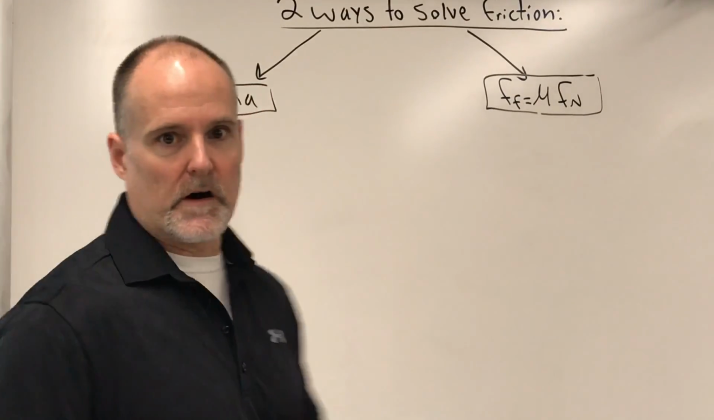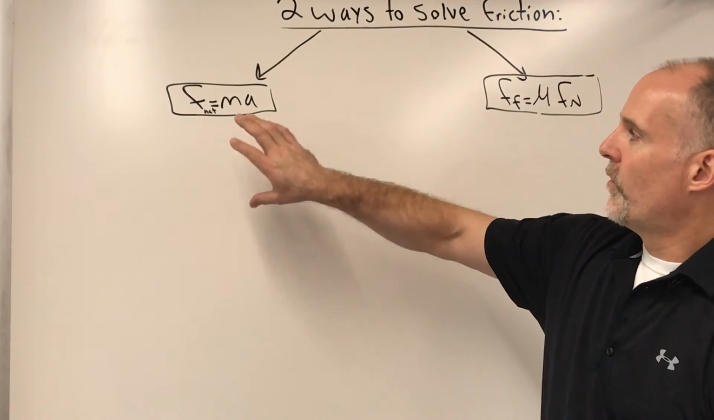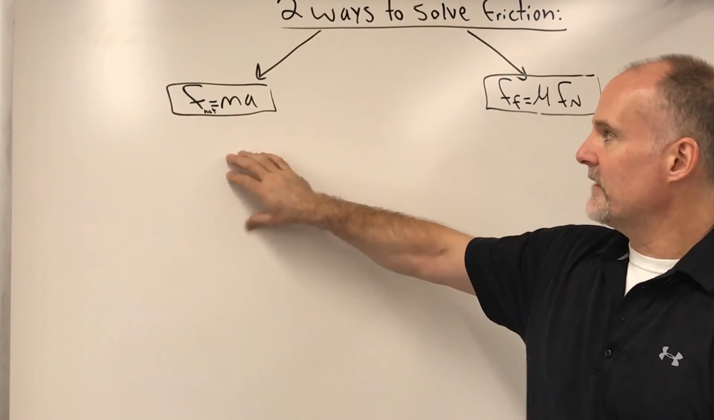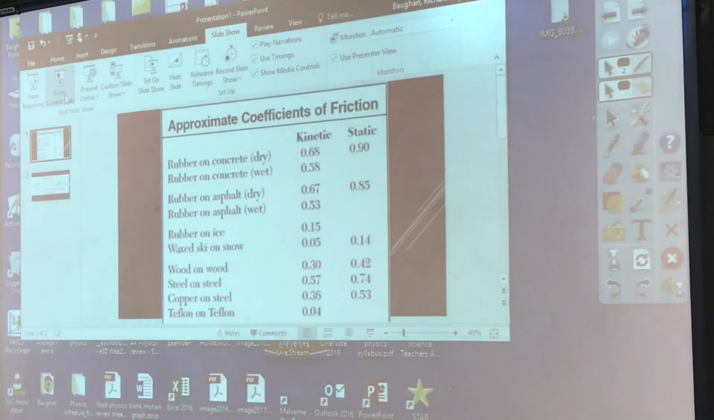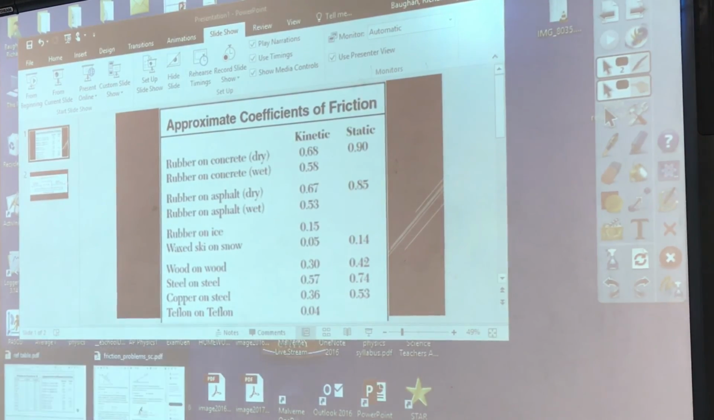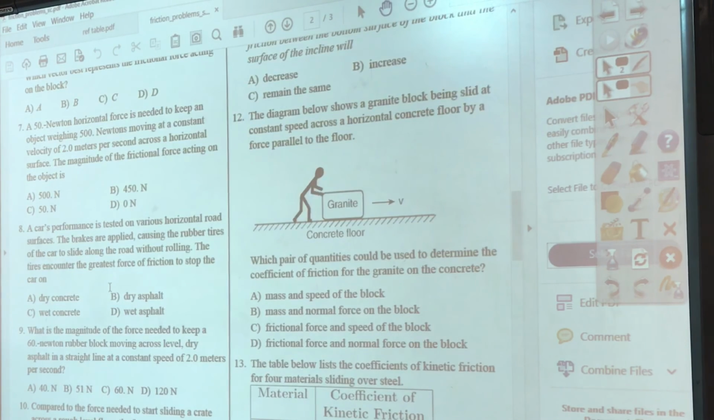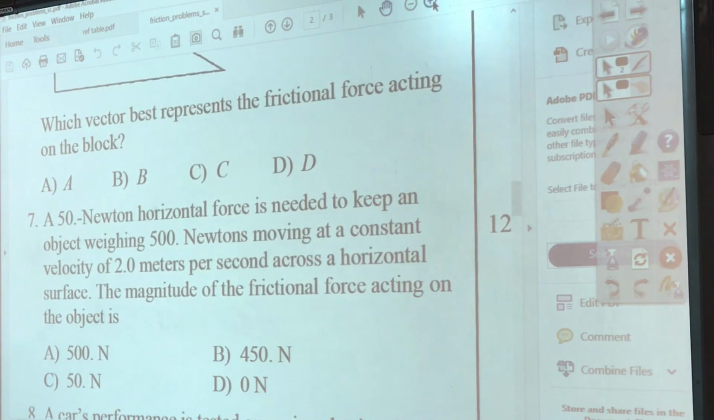So first of all, we're going to start with how to solve the frictional force without ever using this formula. So we're going to start by using F net equals ma. So we're going to come up with our first question here. Question number 7. So I'm just going to expand this up so you can see it.